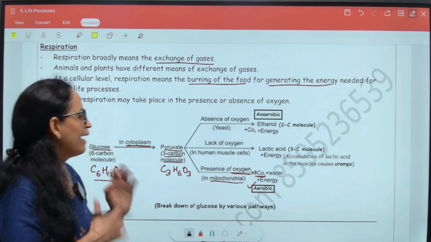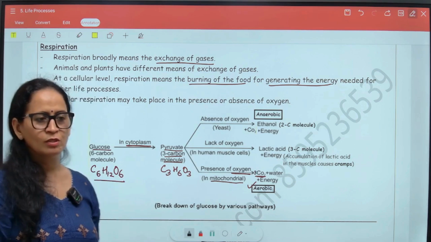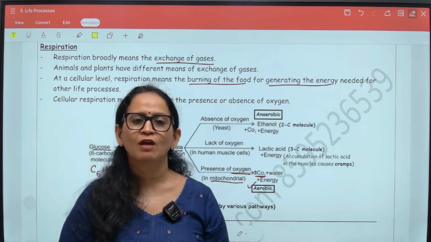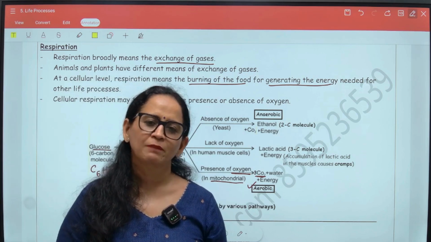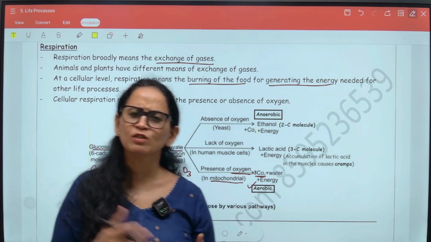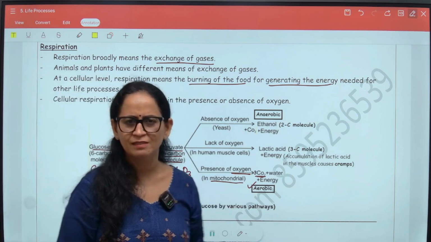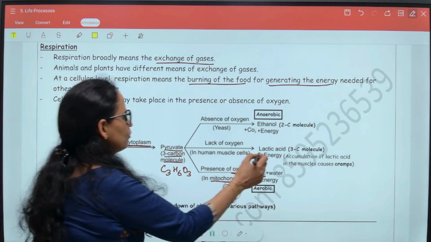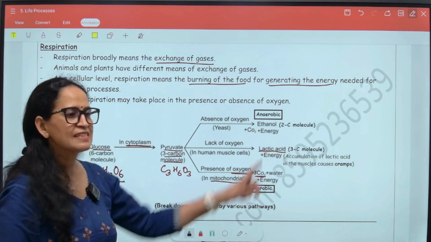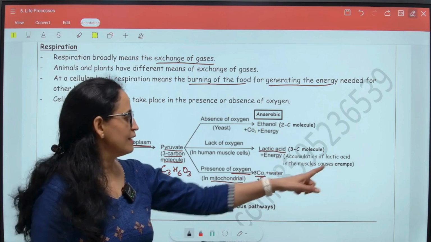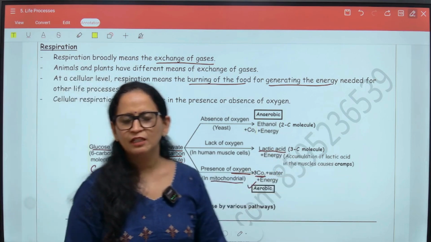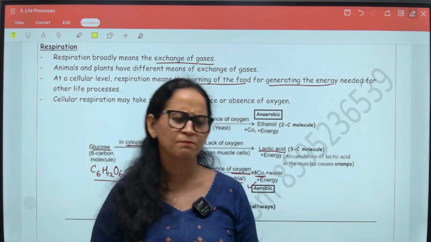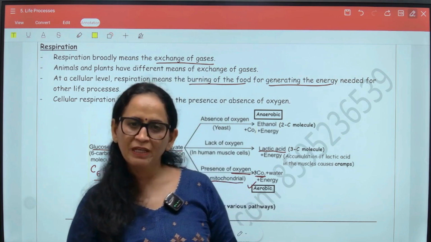But in lack of oxygen, when there is not sufficient oxygen, suppose after gymming or after doing a lot of exercise or running, sometimes we feel pain in our muscles. This happens because we have used a lot of oxygen in our muscle cells, and because of the lack of oxygen, pyruvate gets broken down to lactic acid. This accumulation of lactic acid in the muscle cells is the cause of muscle cramps. And at times you use hot fermentation or cold fermentation, you use an ice pack, or you even do massage to make you feel better.